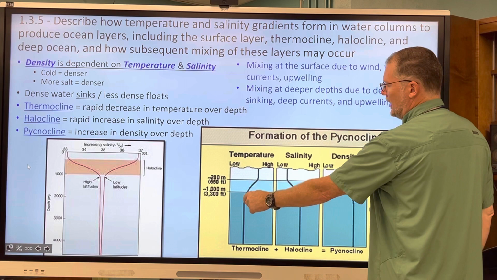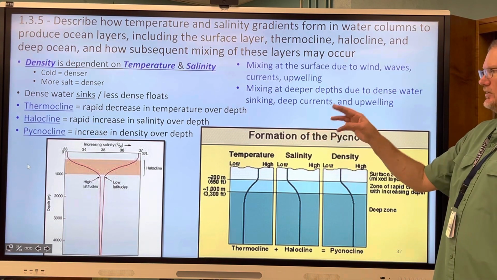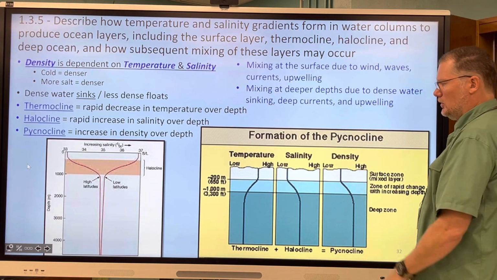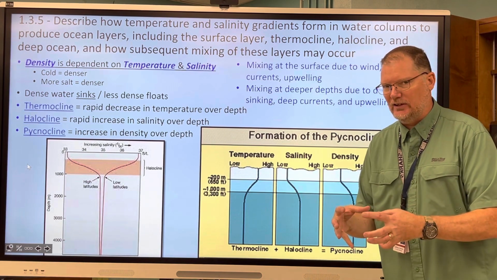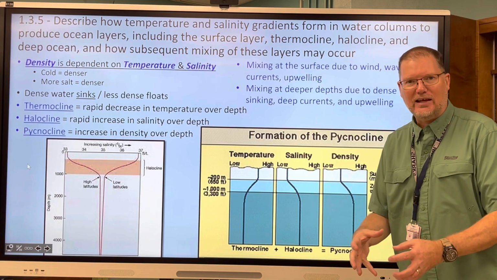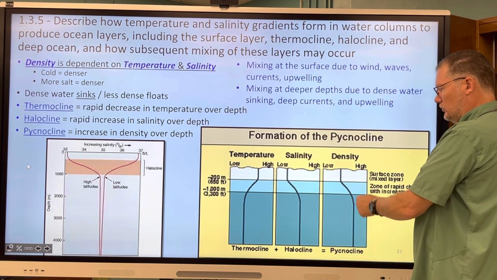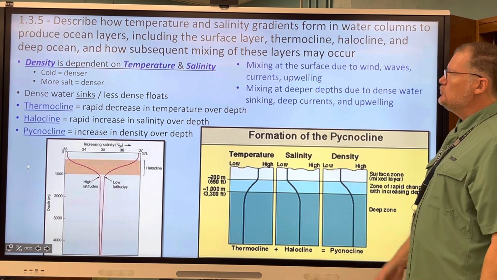So temperature goes down, salinity goes up, and then the pycnocline is an increase in density over depth. Temperature's dropping, increased density. Salinity is increasing, increased density. Together, they make the pycnocline, okay? And those are just terms that you have to know.